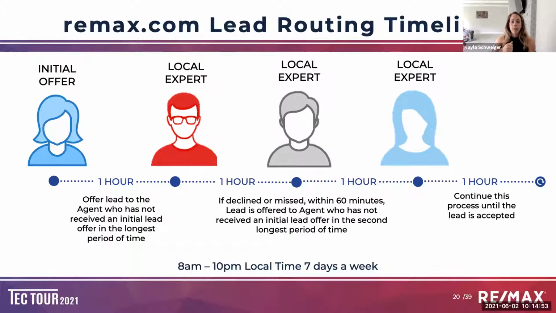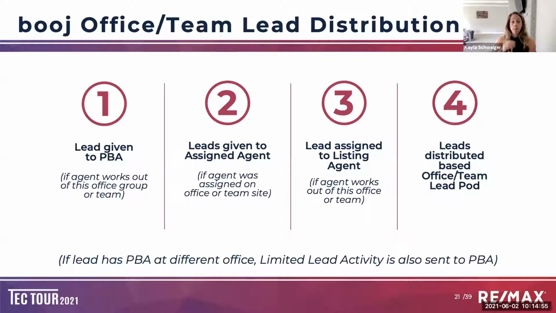Next, we have how leads get distributed from your Bouge office website or even your team website. They're going to be similar in concept. So again, the system will ask several questions to determine where the lead should go once they become a lead on your office or team website. So a lead comes into your office website, they fill out a form, they become a lead. The system will then ask 4 questions.